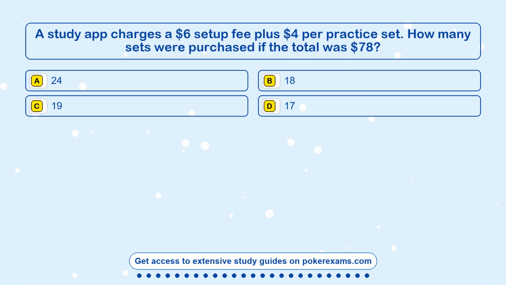Question 18. A study app charges a $6 setup fee plus $4 per practice set. How many sets were purchased if the total was $78? Option A, 24. Option B, 18. Option C, 19. Option D, 17.